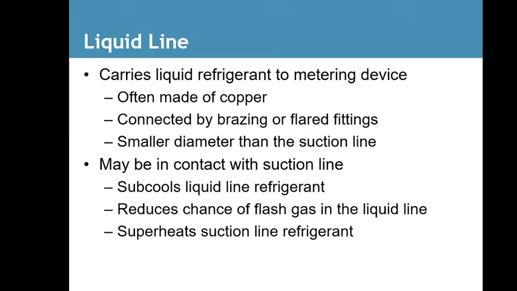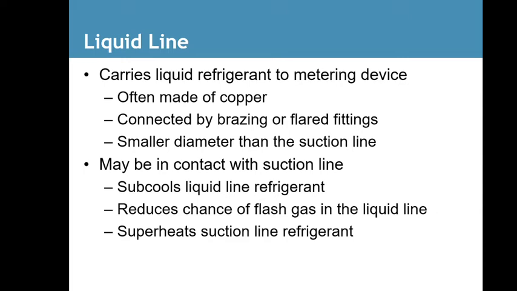Liquid line carries a liquid refrigerant to the metering device, and that's coming from the condensing coil, often made of copper. And honestly, I've never seen one that wasn't made of copper. I'm sure there's some commercial units that don't use that, but I have always seen copper lines. It's connected by brazing or flared fittings. Usually you see flared fittings in mini splits. Those units seem to be more friendly to connect without the brazing.